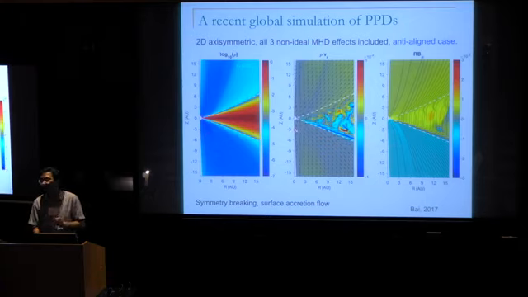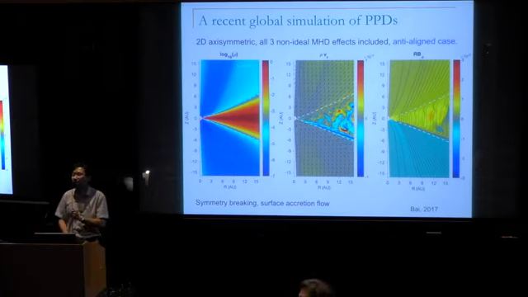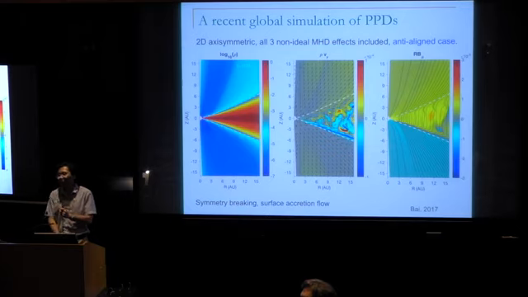Did you mention the concept of a Hall dichotomy at any point? Say again? Hall dichotomy. There was an idea that maybe there are totally different types of disks out there that we should be finding. Yes, I should have mentioned that.